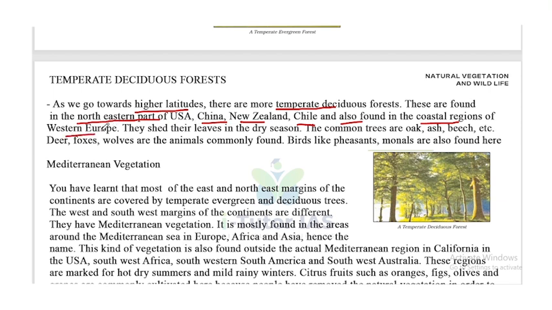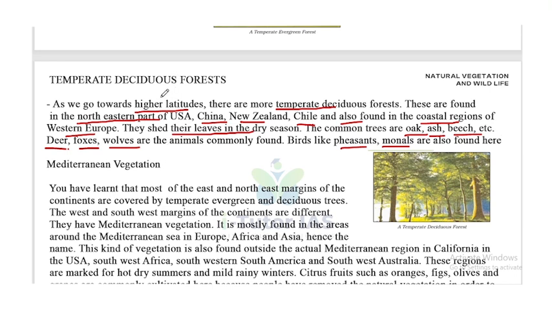Now, they shed their leaves in the dry season, just like the tropical deciduous forest. The common trees are oak, ash, beech, etc. Deer, foxes, and wolves are the animals commonly found. Birds like pheasants and monals are also found here. So that's about the temperate deciduous forest.